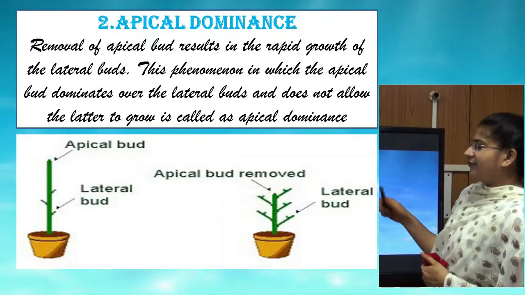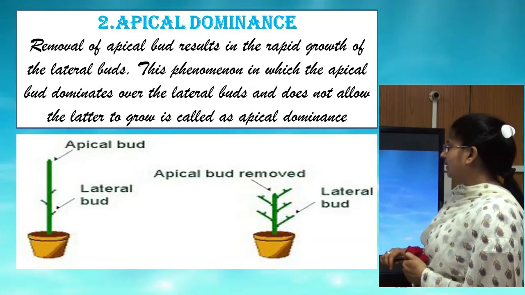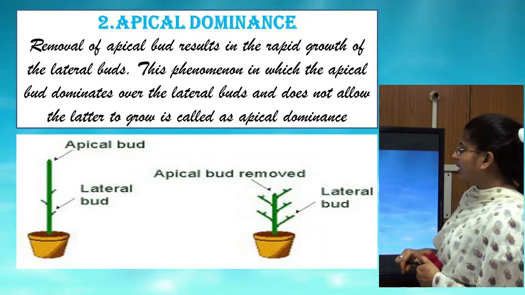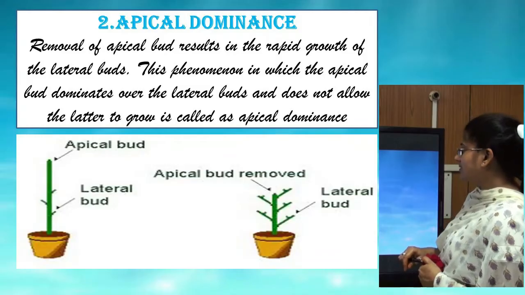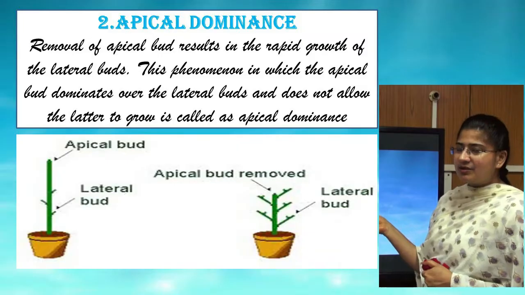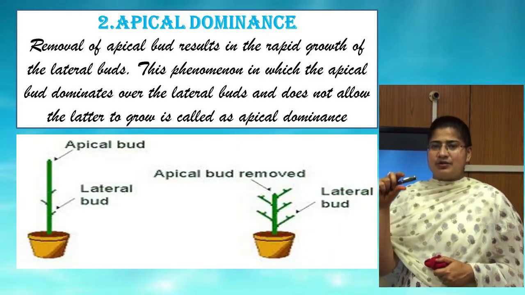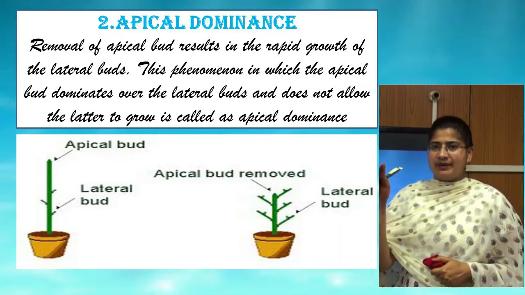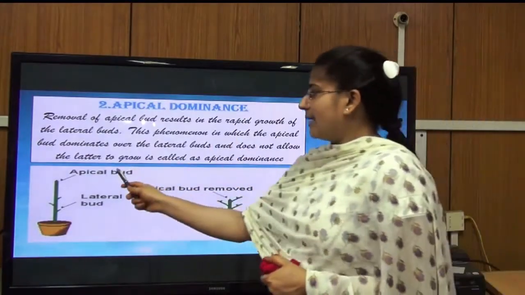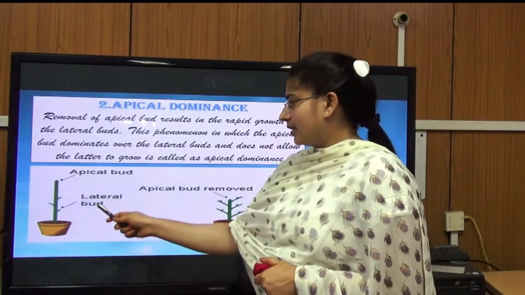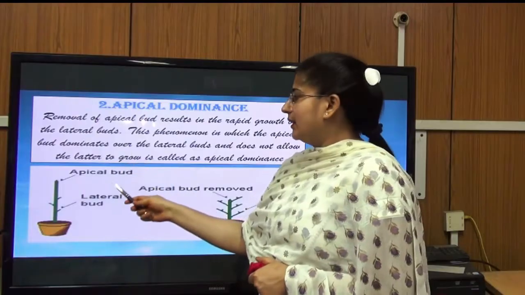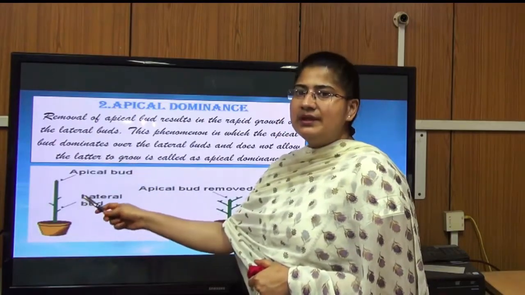Next developmental role of auxin is apical dominance. The definition: the removal of the apical bud results in the rapid growth of the lateral bud, and this phenomenon in which the apical bud dominates over the lateral bud and does not allow the latter to grow is called apical dominance. In genetics also you would have studied that there is a dominant allele and a recessive allele, and the dominant allele tries to mask the recessive allele. Similarly, the apical bud is dominant over the lateral bud. So if the apical bud is present and intact, it will try to mask the growth of the lateral bud.